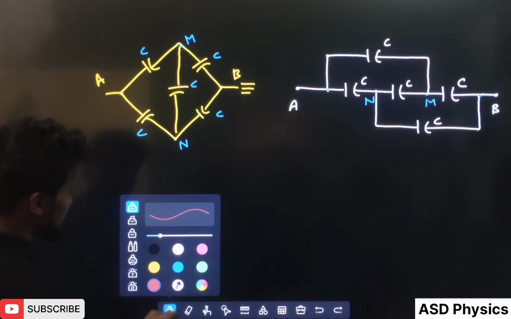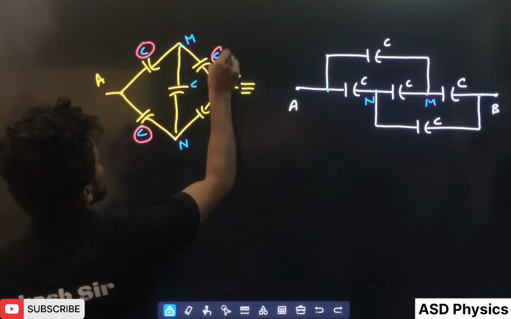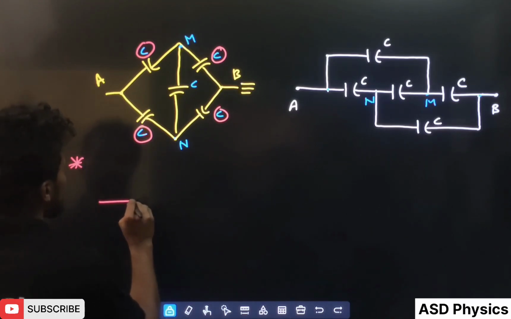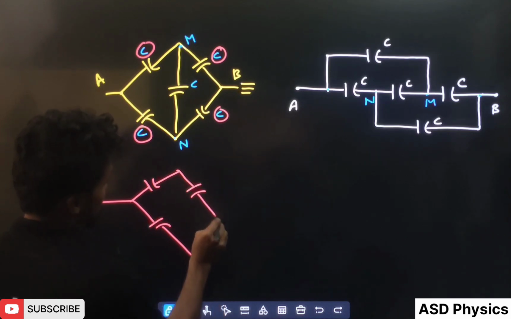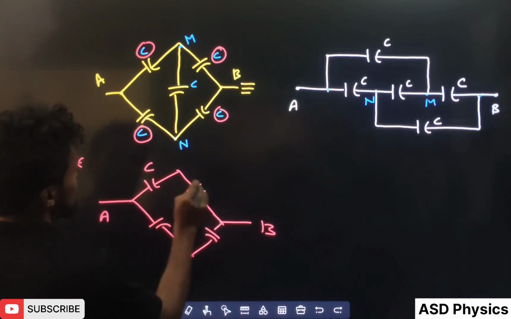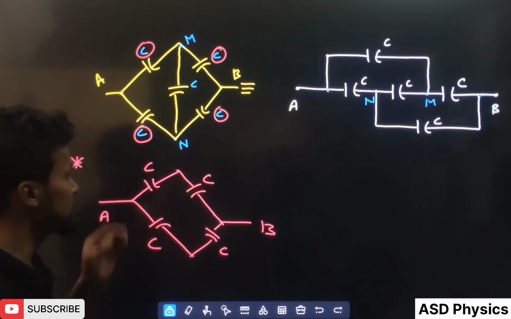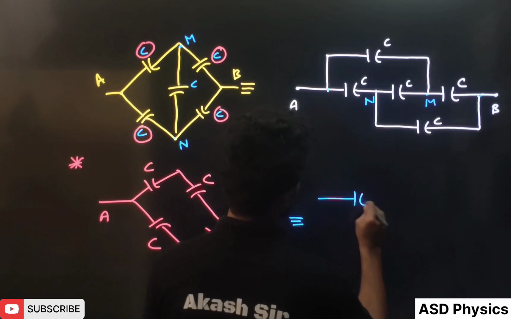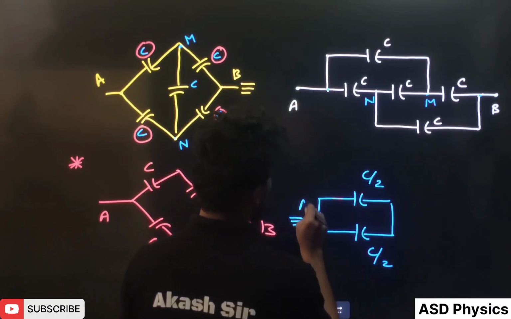Kindly see here first, if you observe very properly, this C by C and this C by C, both the sides are balanced, is it? So in this situation we can write the capacitance like this. This is A and this is B, C, C, and here also C, C. So this C and C are connected in series. So how much? C by 2, C by 2, and down also C by 2, and here A and here B.